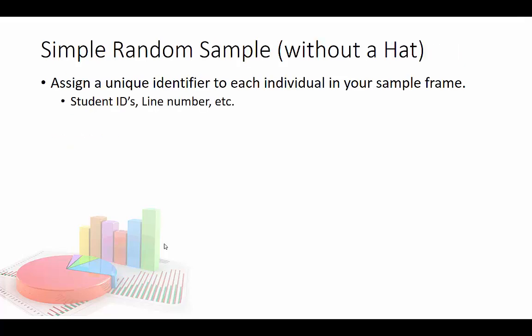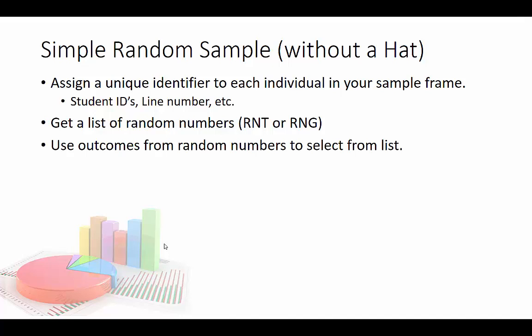We can actually assign a unique identifier to each individual in your sample frame. Either student IDs, line number works pretty well, and get a list of random numbers, either from a random number table or a random number generator. Use the outcomes from that list to select the sample.